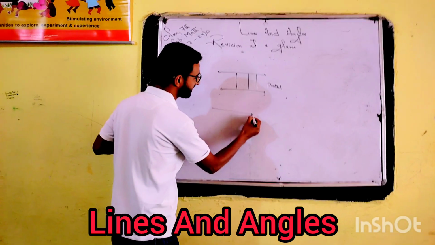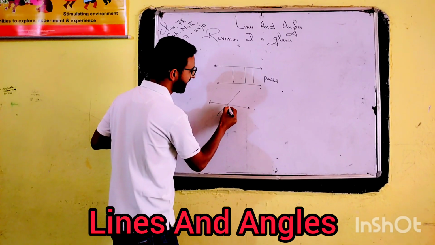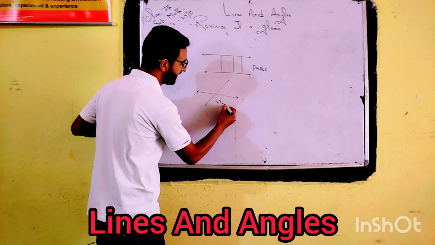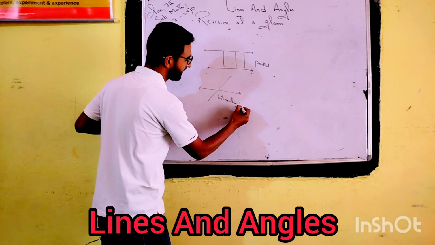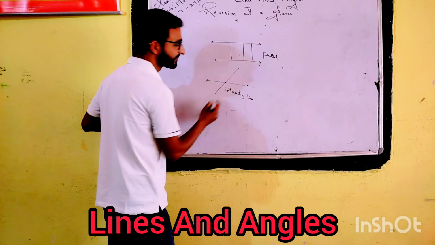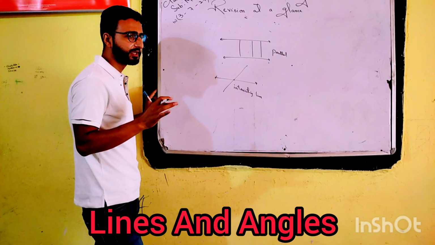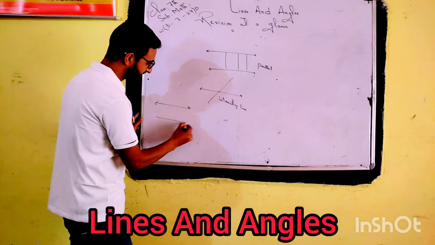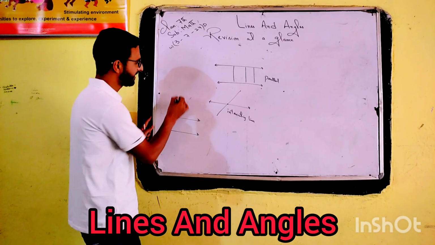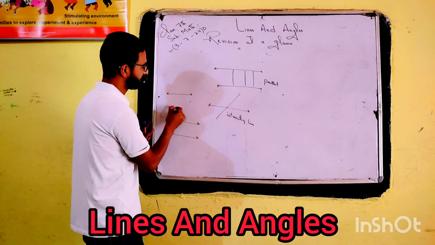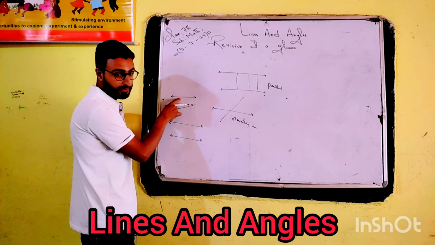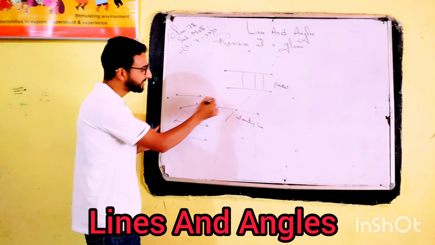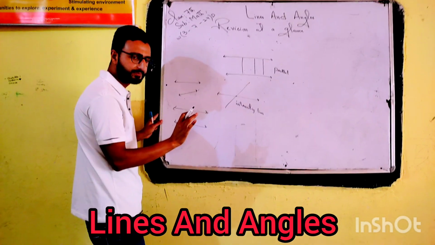What about these? They are called intersecting lines. These are intersecting lines, and this point is called the point of intersection. If I have two lines like this, they are not parallel, and they are not intersecting here as well. But if I extend them, they will intersect somewhere. Is that clear?